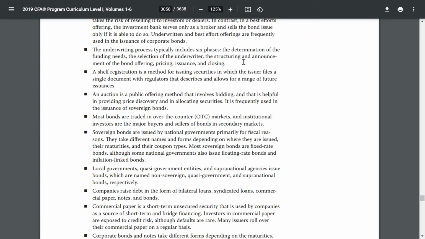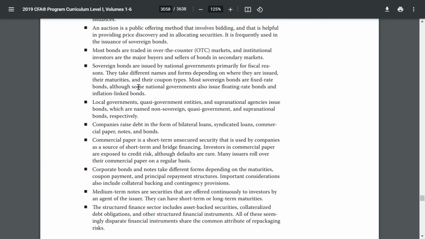A self-registration is a method of issuing securities in which the issuer files a single document with regulators that describes and allows for a range of future issuance. An auction is a public offering method that involves bidding, and that is helpful in providing price discovery and in allocating securities. It is frequently used in the issuance of sovereign bonds. Most bonds are traded in the over-the-counter, or OTC, market, and institutional investors are the major buyers and sellers of bonds in security markets.